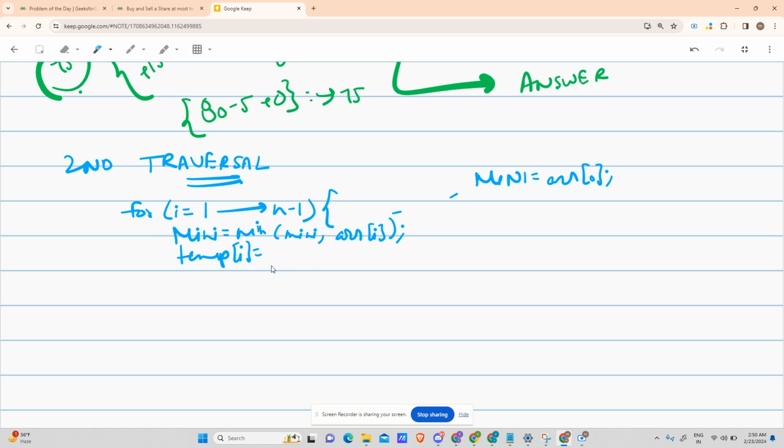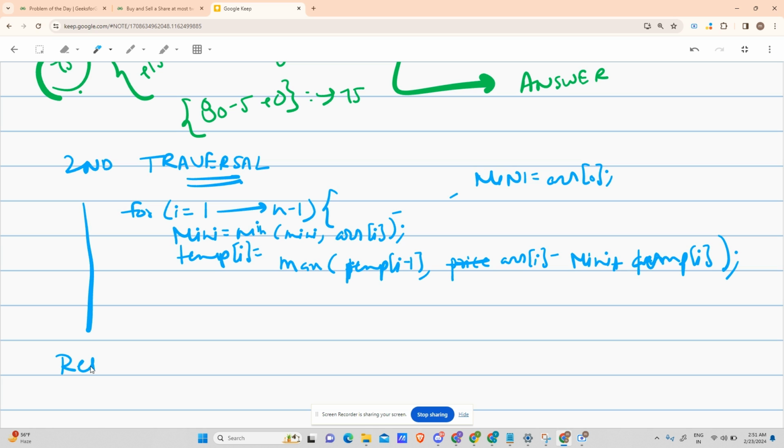Right? My temp of I will be equal to maximum of temp of I minus 1, that is the already existing profit, or price, that is ARR of I minus mini, that is the profit from the left subarray, plus what was existing at temp of that index. Okay, update your temp, and to return your answer, you will always return temp of n minus 1. This will be your final answer.